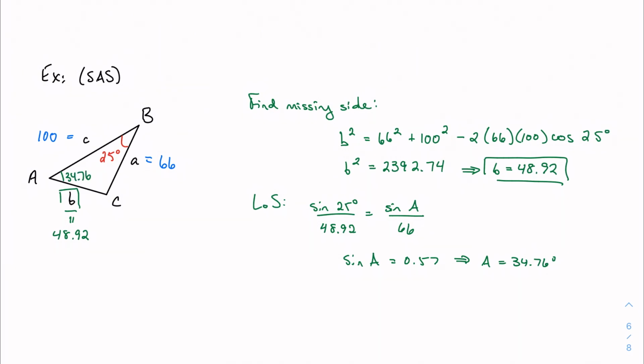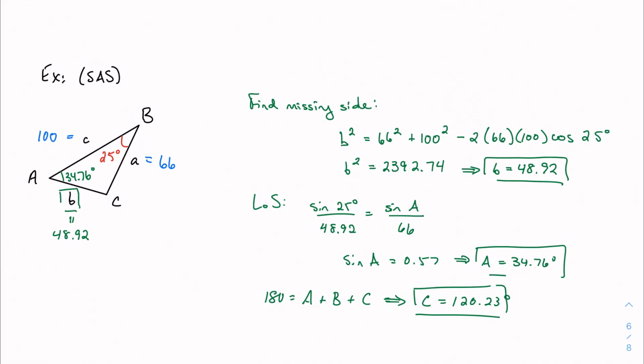And of course my angle C is the missing piece in the sum up to 180. So we're going to follow that same process to get that my missing angle C is 120.23 degrees. So that's law of sines, law of cosines in a nutshell.